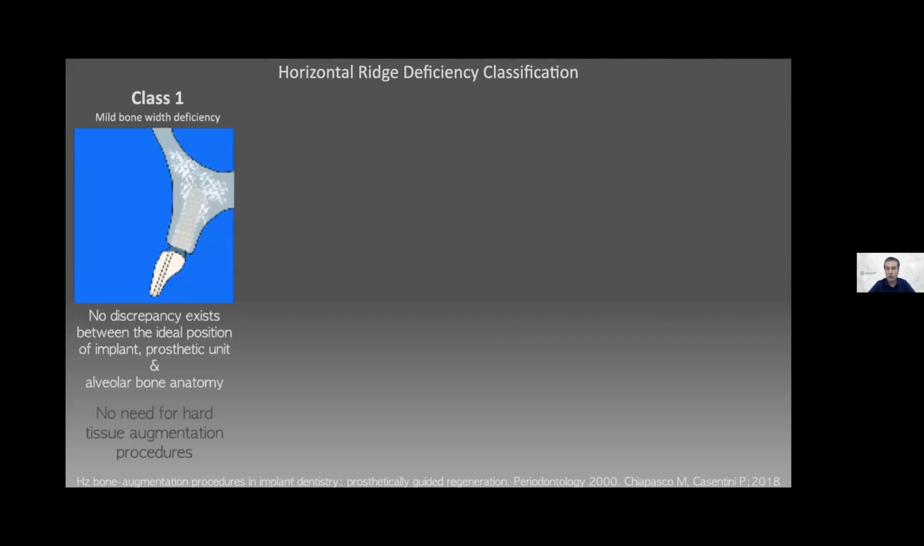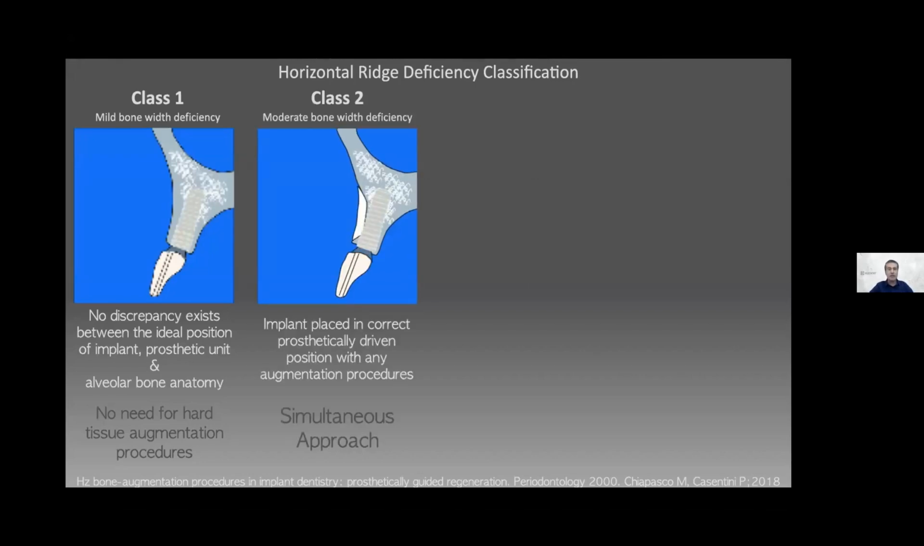So after this little introduction, when we have a horizontal ridge deficiency, to make a diagnosis and appropriate treatment plan, we should know what kind of horizontal deficiency we are dealing with. For this reason, I choose a very nice classification done by Chiapasco in 2018, where he divided bone width alteration into 4 classes. Class 1, when we have a mild bone width deficiency, where we can place our implant in ideal prosthetic driven axis, and we don't need any bone augmentation. In some little cases, we can make a soft tissue augmentation.